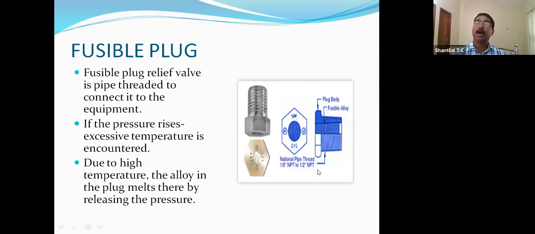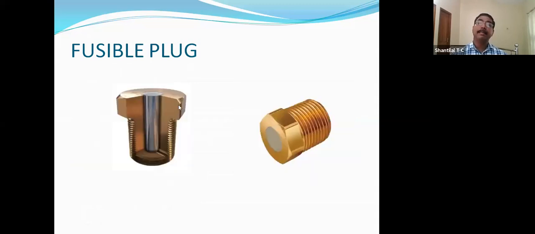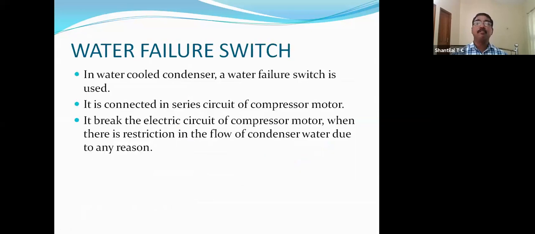A simple law: when temperature increases, pressure also increases. By that, this metal is melting and gas is going outside. Okay. Another is the water failure switch. This is a safety device. That means this is connected in the water cooled condenser and in series with the compressor motor. It breaks the electrical circuit of the compressor motor when there is restriction in the flow of condenser water in the water cooled condenser by any reasons.